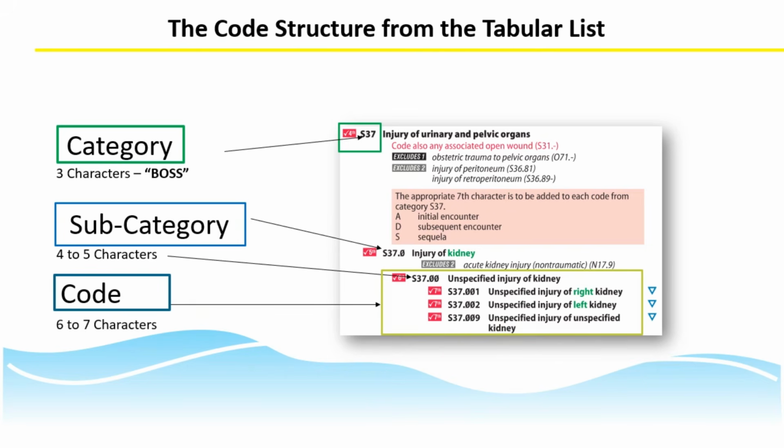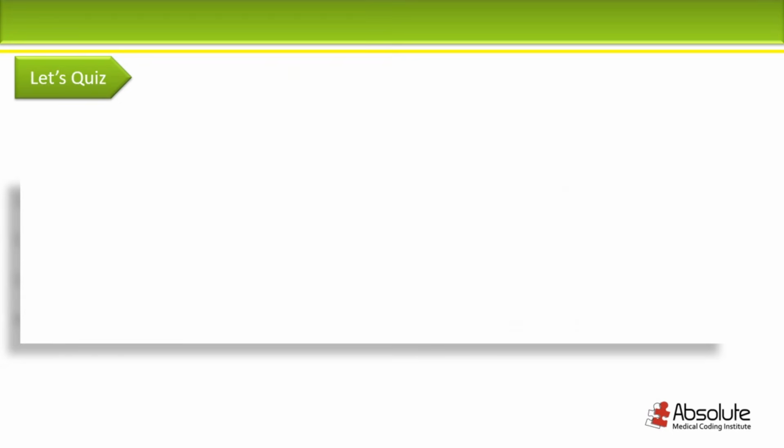Now, I gave you a brief discussion. Now it's time for you to do your thing. I have a quick quiz. Are you ready, coders? I know you are. All right, coders, are you ready for your quiz? Here's your first question. Number 1, when a code has 3 characters, it is called, if you said a category or boss code, outstanding.